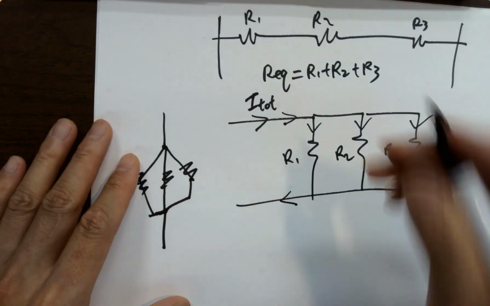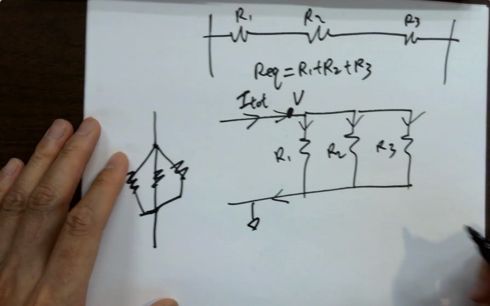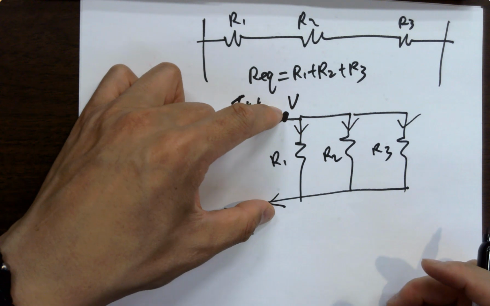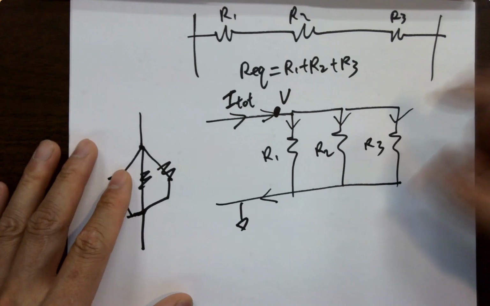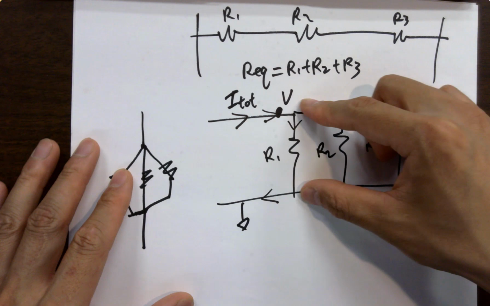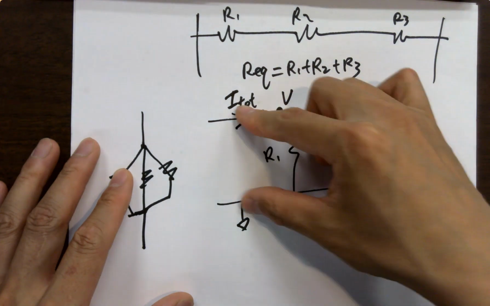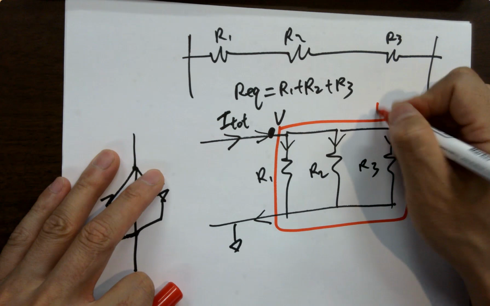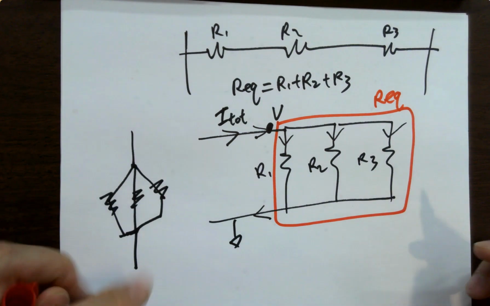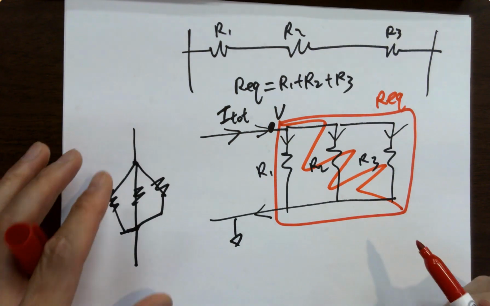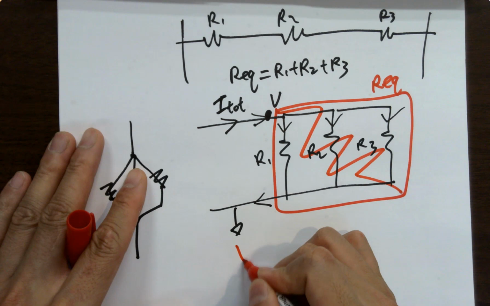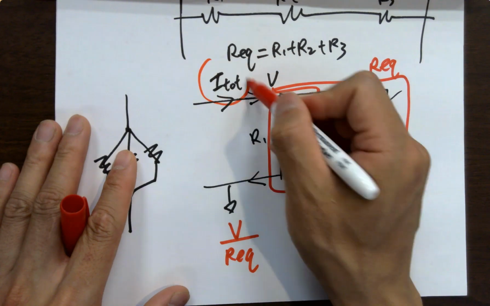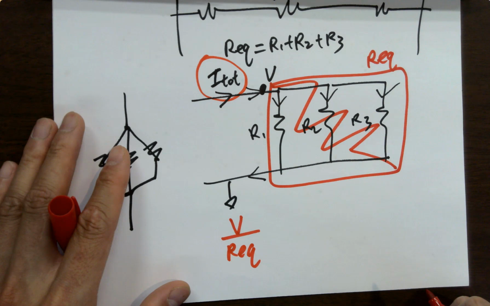So voltages, we got a voltage, ground here. That's a voltage, right? Same metal, same voltage everywhere for the parallel branches. Okay? And if I treat this as a black box with an R equivalent as an overall resistor, like a big resistor inside, then V over R equivalent is what? It is I total, right? Do you agree with that?